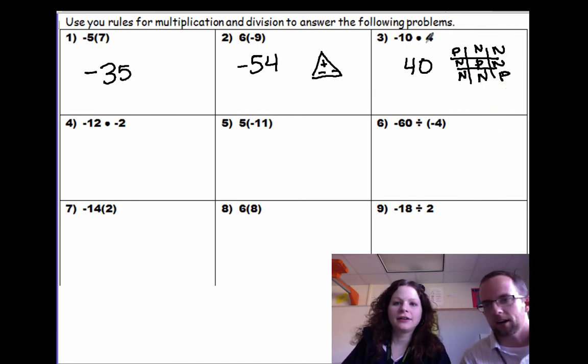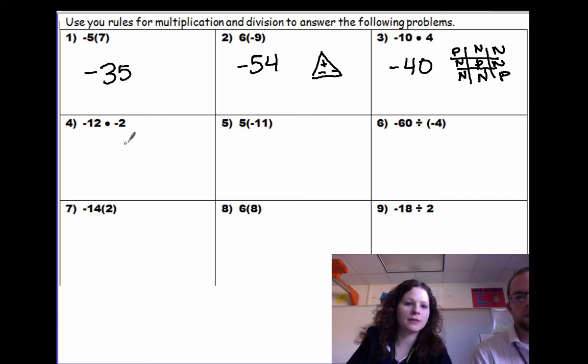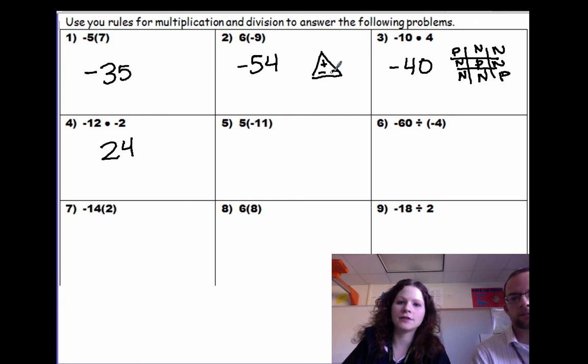So then I look at my chart and I see that a negative times a positive equals a negative. So I put my negative sign on my answer. For this one, if you look at Mr. Heenan's chart, a negative times a negative equals a positive. 12 times 2 is 24, and it's positive because a negative times a negative equals a positive.